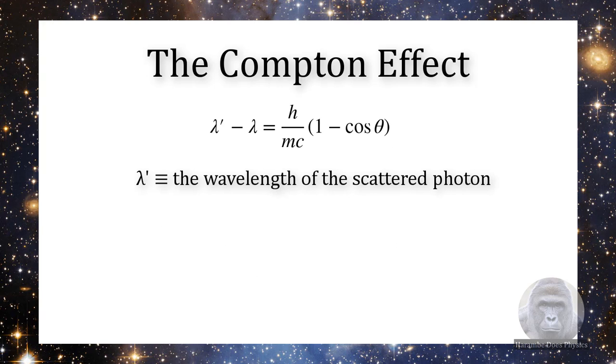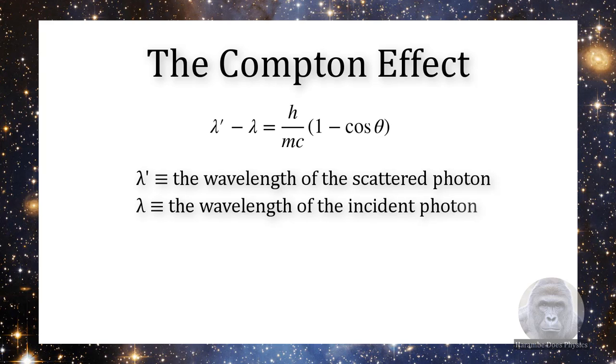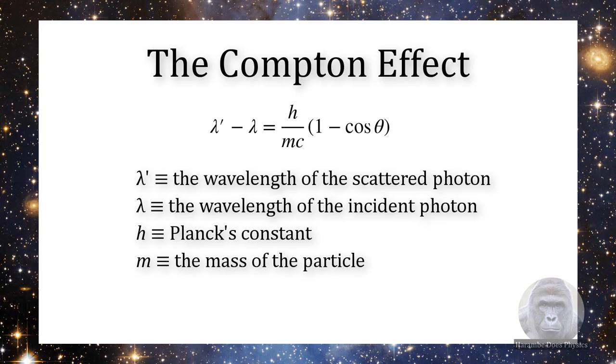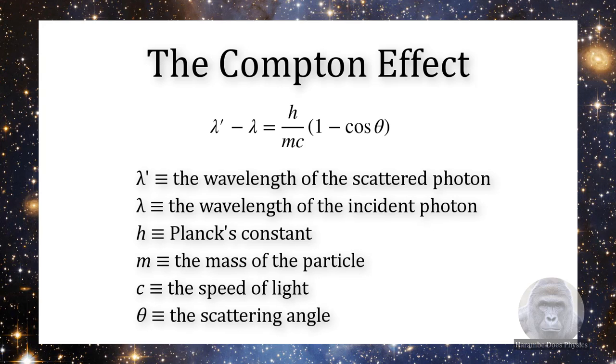Lambda prime is defined as the wavelength of the scattered photon. Lambda is defined as the wavelength of the incident photon. H is defined as Planck's constant. M is defined as the mass of the particle. C is defined as the speed of light. Theta is defined as the scattering angle.